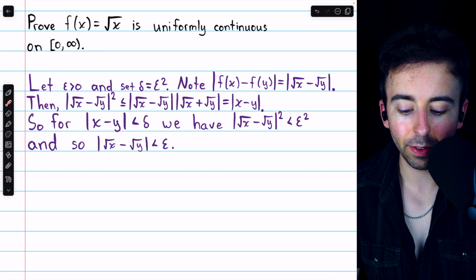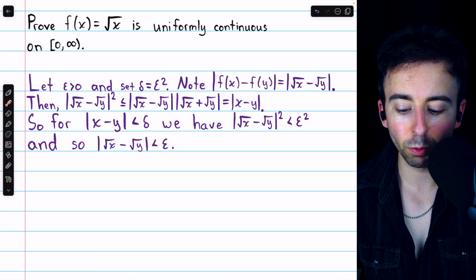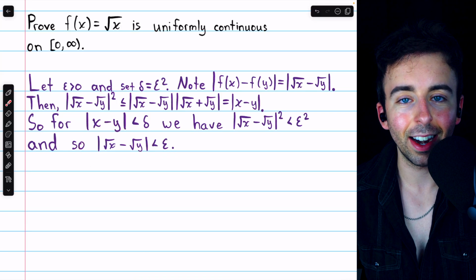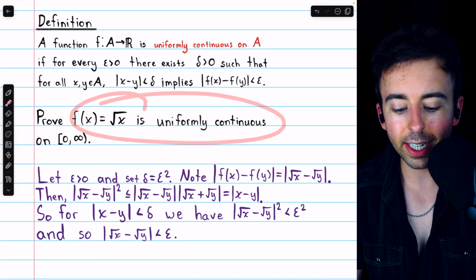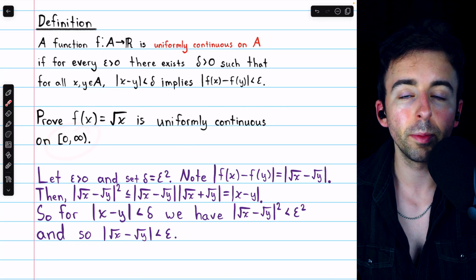So now we have that the absolute value of root x minus root y must be less than epsilon, and the proof is complete. Hence, the square root of x is uniformly continuous on the half-open interval from 0 to infinity.